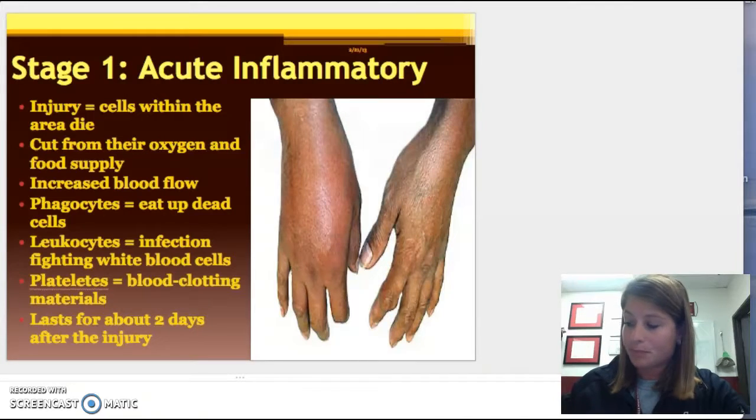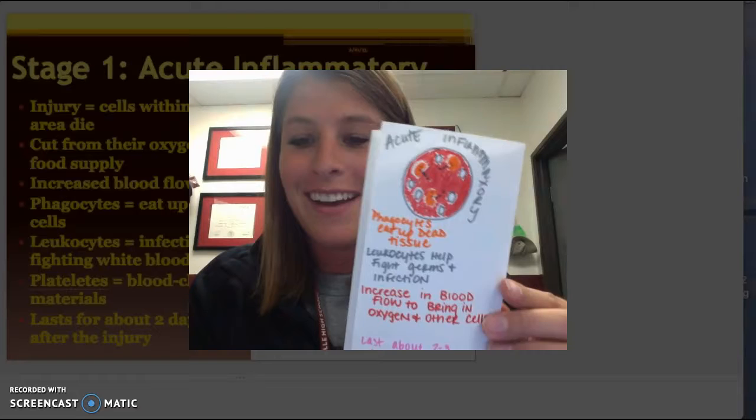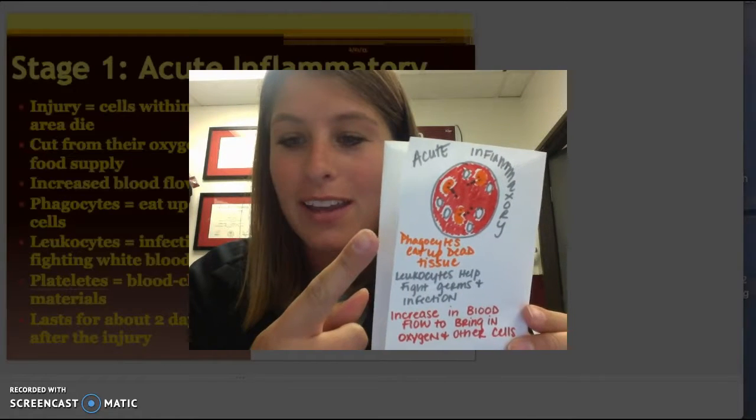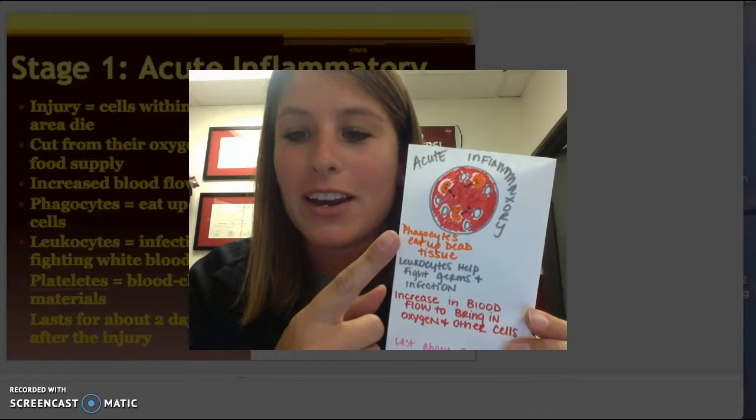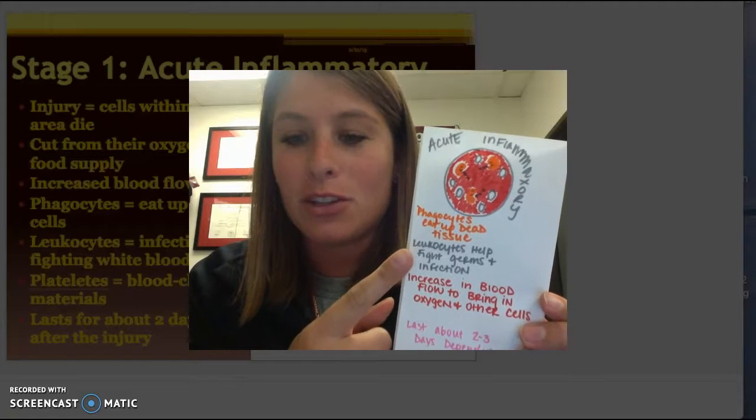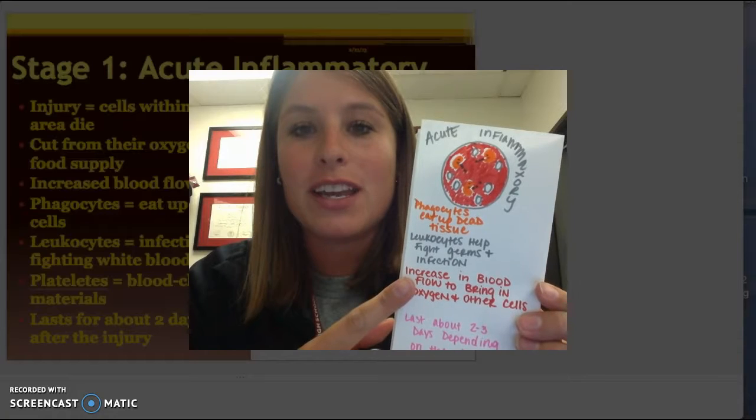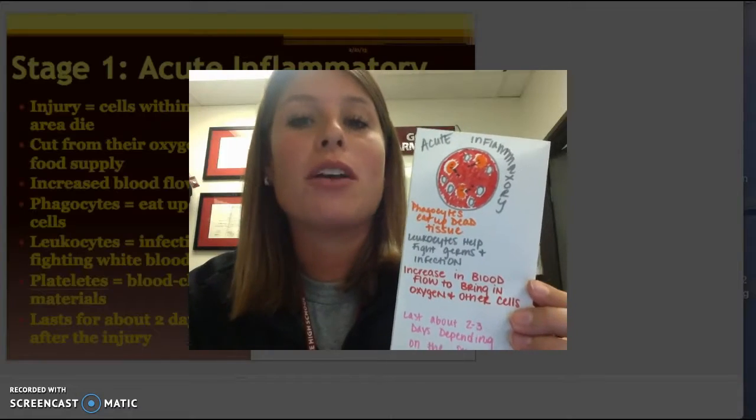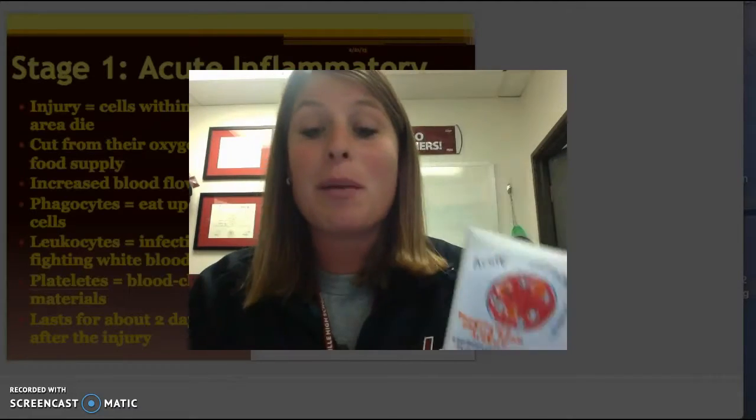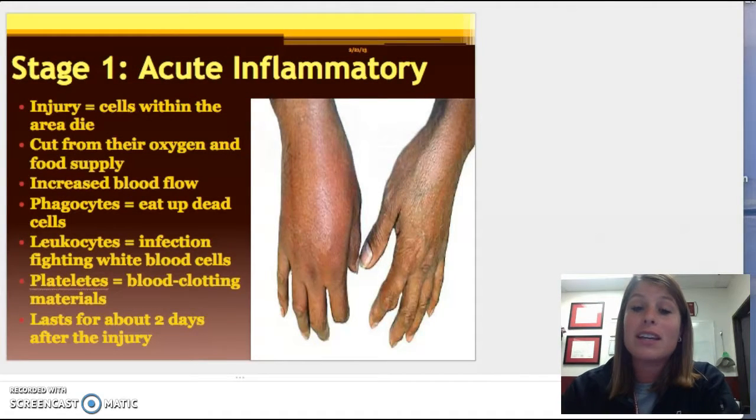Okay. I did draw a picture. Be gentle. You guys know my artwork is not the greatest. And this is just showing my little cell. It's showing that my little orange phagocytes are in there eating up all the bad tissue. There's the leukocytes that are in there fighting infection. And remember that when we have the injury, the new blood is bringing oxygen, and that's going to help keep our other tissues from dying. Remember that this acute inflammatory phase is only going to last for a couple of days, depending on how bad our injury is.